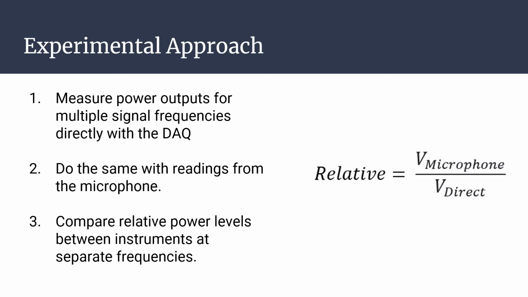So our approach was initially to measure the power outputs for multiple signal frequencies directly with the data acquisition device. And then we did the same thing, but with a microphone, with the same power and everything in theory. That way we can compare the relative power levels between them at separate frequencies, and you can see the equation for relative response over on the right. You're basically just comparing the voltage that your microphone gives you to the direct reading from your data acquisition device, so you can get from a direct connection.